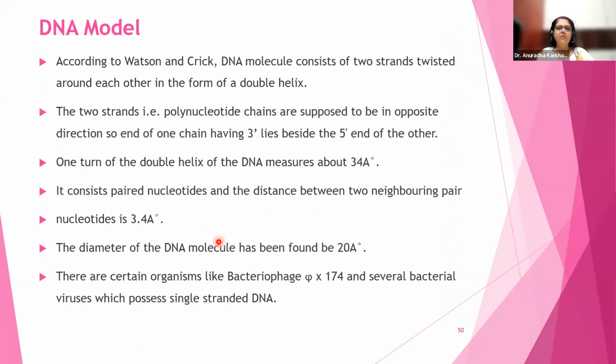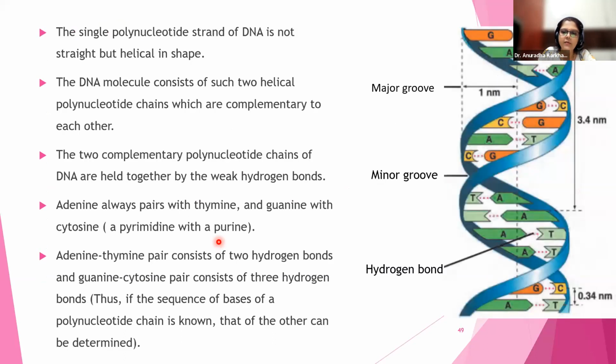Okay, now when we talk about the DNA model, this is the actual model which has been derived or found out by scientists like Watson and Crick. According to Watson and Crick, the DNA molecule consists of 2 strands twisted around each other in the form of a double helix. You saw just now how they were bound together in a double helix. The 2 strands, that is polynucleotide chains, are supposed to be in opposite direction. So the end of one chain having 3 prime lies beside the 5 prime of the other. Here you can see this very clearly.